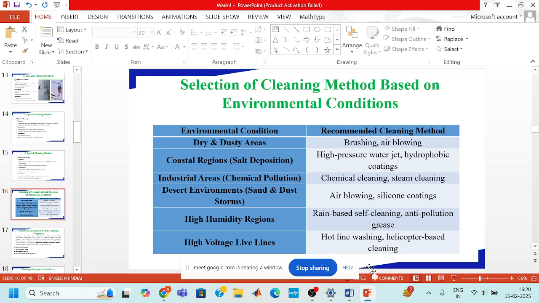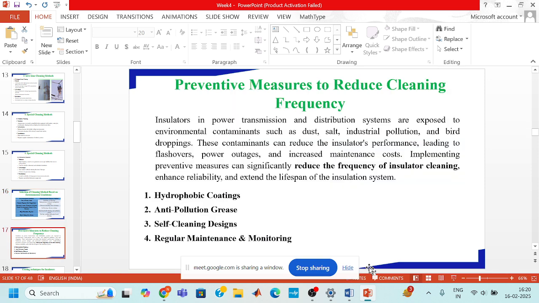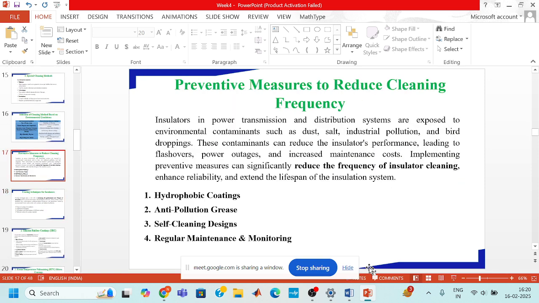Now the next topic is coatings. Before that, there are some preventive measures to reduce the cleaning frequency. As we know, the insulators in power transmission and distribution systems are exposed to environmental contaminants such as dust, salt, industrial pollution, and bird droppings.